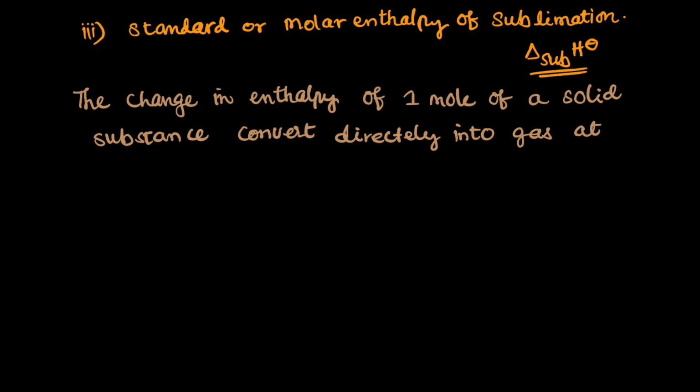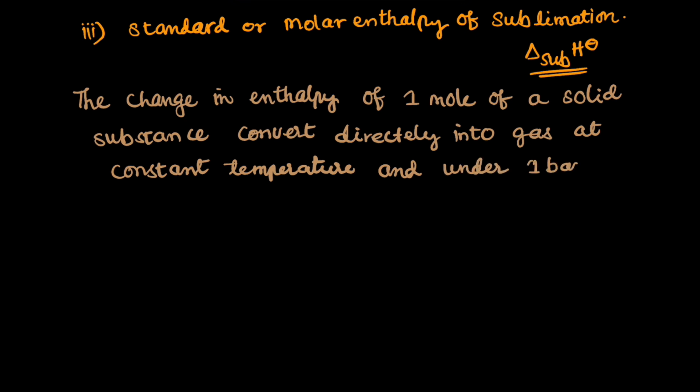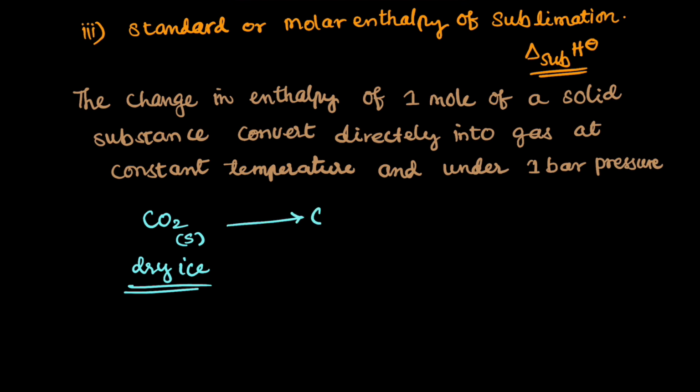without converting into liquid. Directly meaning what? Without converting into liquid, it directly converts into gas at constant temperature and pressure. That may be 1 bar pressure, standard pressure. That is called standard or molar enthalpy of sublimation. One example I am taking is solid CO2, which is called dry ice. So it is important for board level or competitive level.